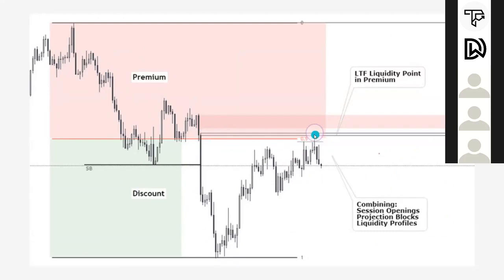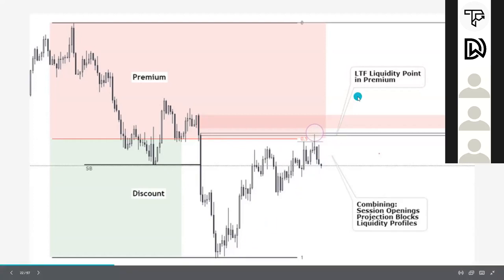So there was a reaction in the premium. So that's why we sold off. But we were still moving towards the upside. So this is just an example of how we look at the premium and the discounts.